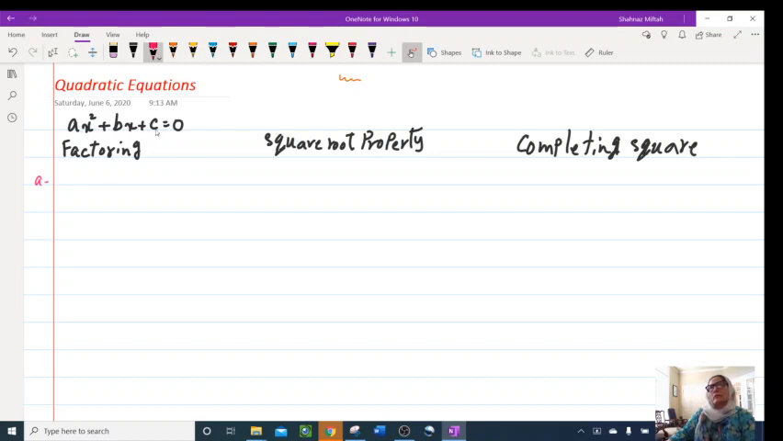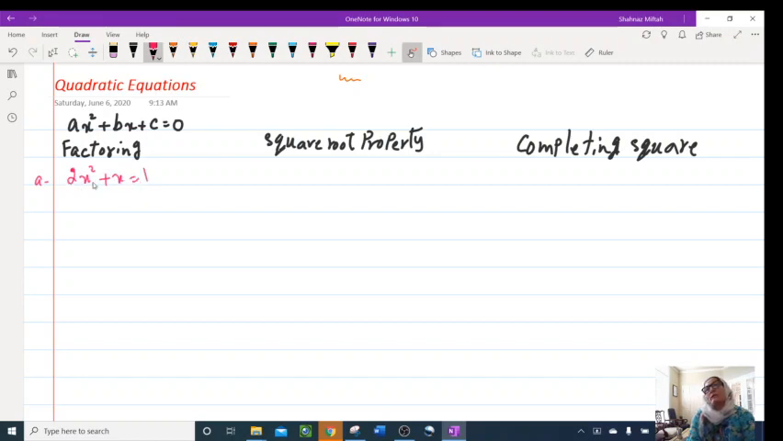So this is my general form of the quadratic equation: ax squared plus bx plus c. A, b, c are real numbers and we're going to make it equal 0. So let's do the first example here, and you have to be really careful on this one: 2x squared plus x equals 1.